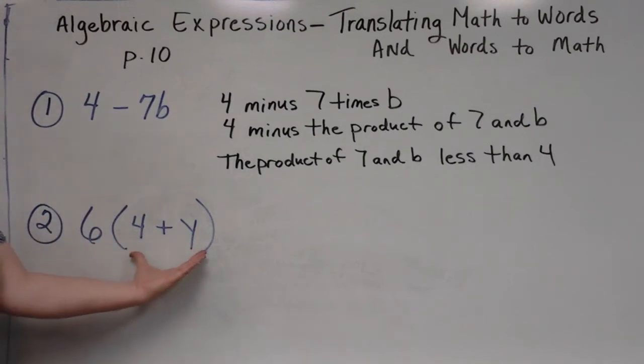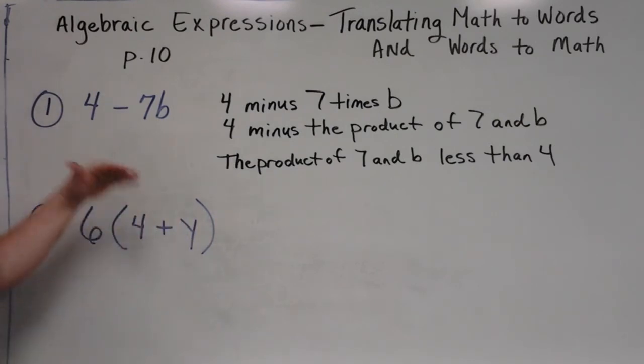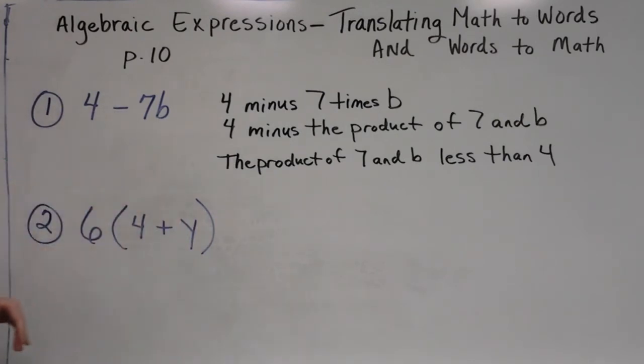By putting the parentheses in, they want to make sure that this whole thing, the 4 and the y, stays together. The parentheses are holding it together. So you got a 6 out here, and when a 6 is sitting outside parentheses, it always means multiply. So this is 6 times this whole thing.